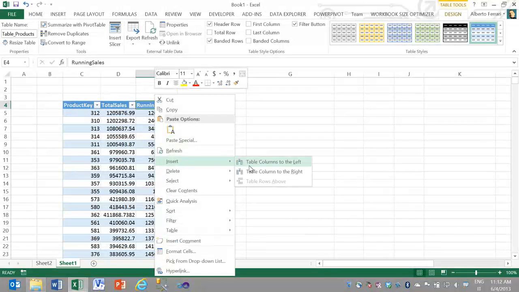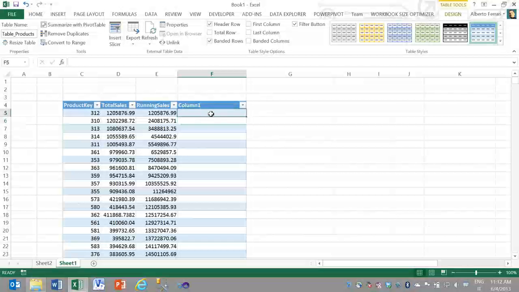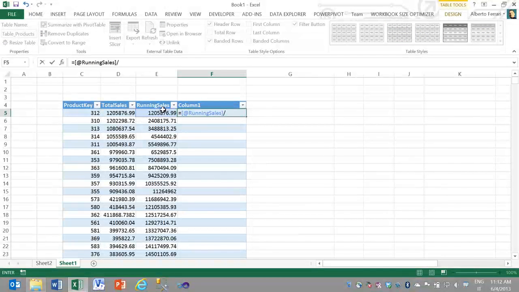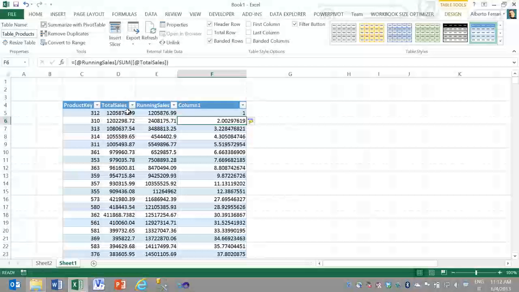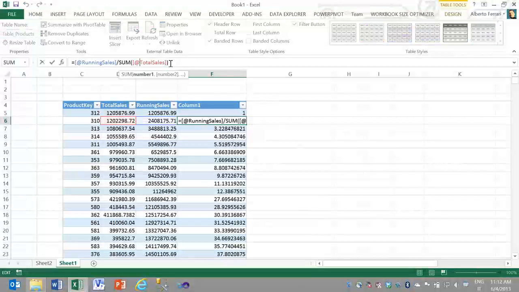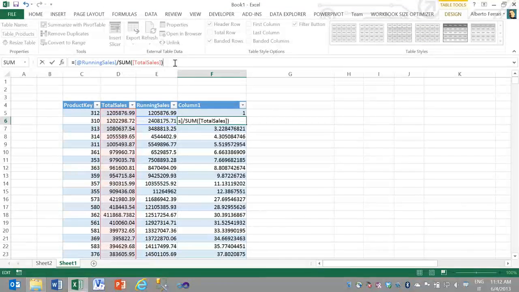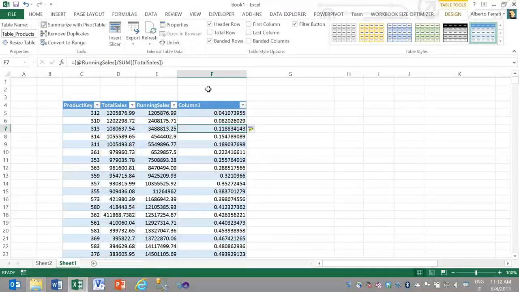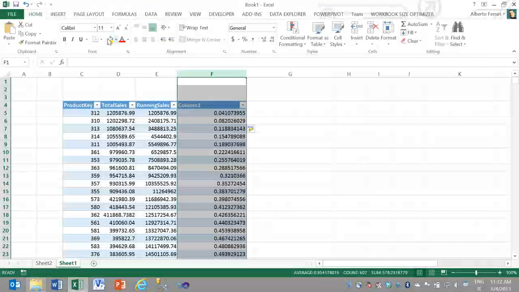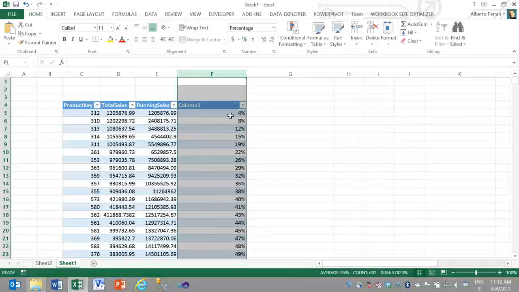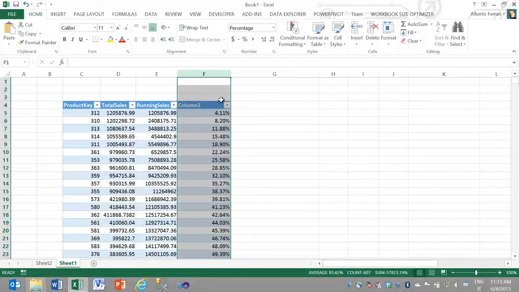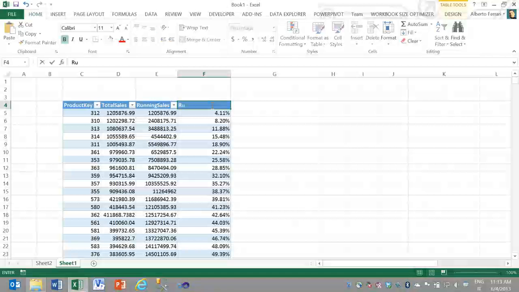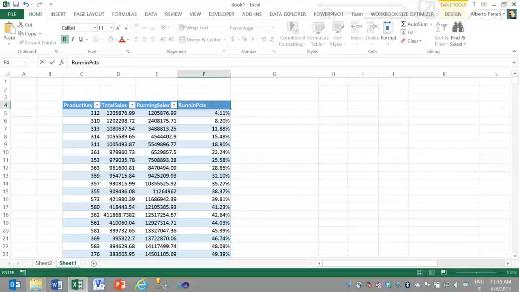Now that we have running sales, we can compute running sales divided by the sum of total sales. Okay, I love Excel syntax. I have never been able to learn the syntax of table handling. Anyway, we have our percentage, and everything here is just Excel. This is the running percentage.